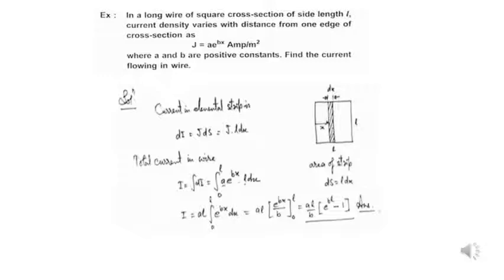So I is equal to integration di. Then in case of di, I could put J dot ds, and J is A e to the power bx into L dx in place of ds. L is constant and came out, and integration of e to the power bx is e to the bx by b, and the limit is from 0 to L. So that is AL by b, that is e to the power bL minus 1. Answer.